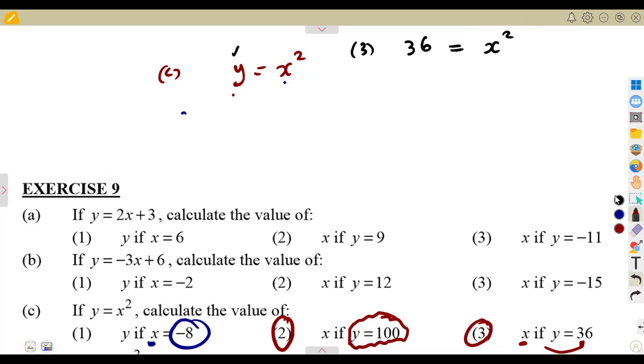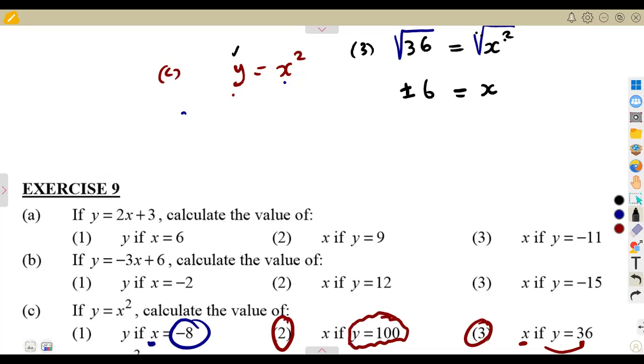Just like the previous case, to remove the square, you introduce the square root on both sides. By introducing the square root, the square neutralizes: 2 divided by 2 gives x to the exponent of 1, which is just x. The square root of 36 is plus or minus 6.